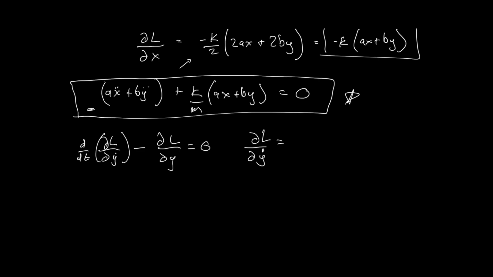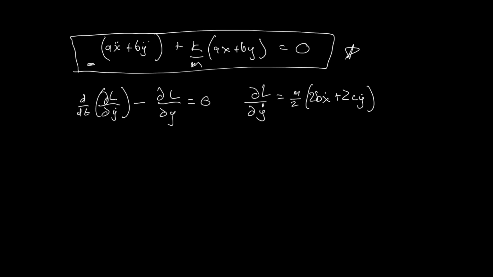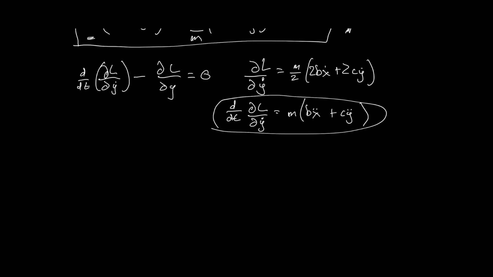So m over 2 times 2b x dot plus 2c y dot. Just basic partial derivatives here. And then we'll take the time derivative of this, d dt of partial L over partial y dot, which equals m times b x double dot plus c y double dot. And that is our time derivative. Okay, now we need to get our partial L over partial y.